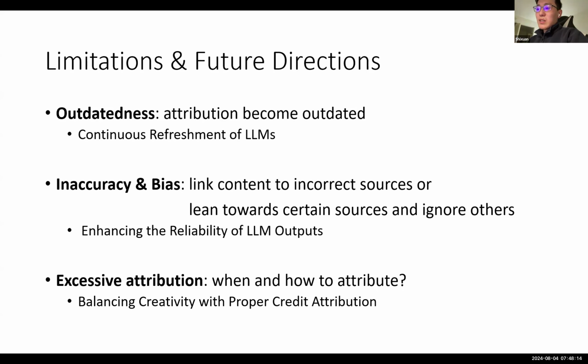Sometimes, the large language model may link the content to some incorrect sources, or when it is selecting sources, it may be biased and lean towards some kind of information but ignore others. So this kind of problem is very misleading for people who use the large language model, because it could just hallucinate something and say it is generated by some very trustworthy source, which may cause some very serious error.